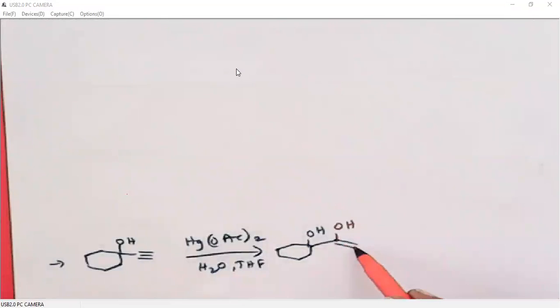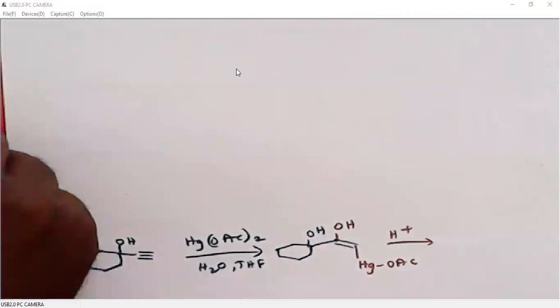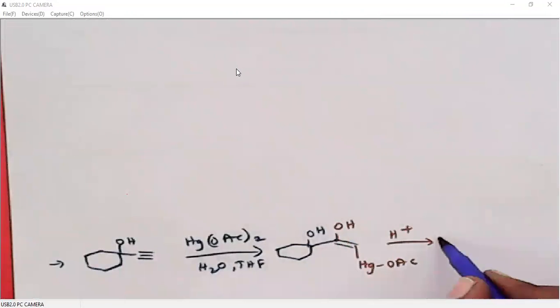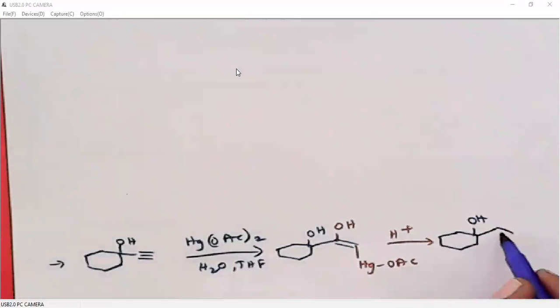Mercuric acetate adds here because this is the less substituted carbon. Then we can use a simple strong acid to remove this mercuric acetate. So when we add acid, what happens? The mercury salt will be leaving, so we are adding a hydrogen there, and OH is here. See, this is an enol.